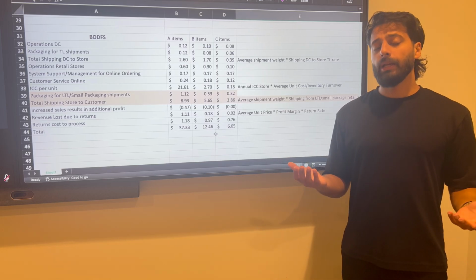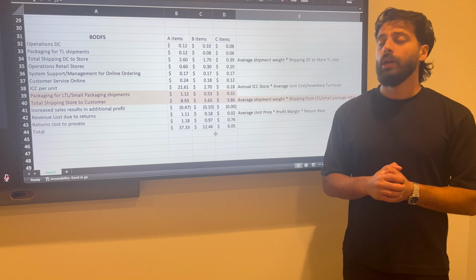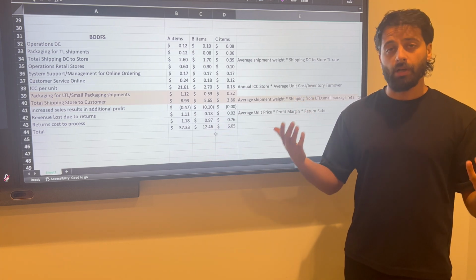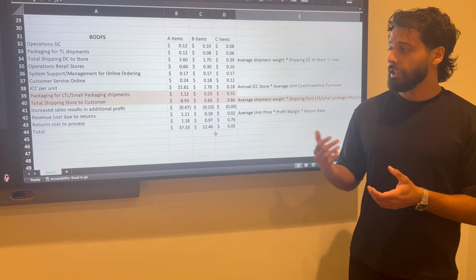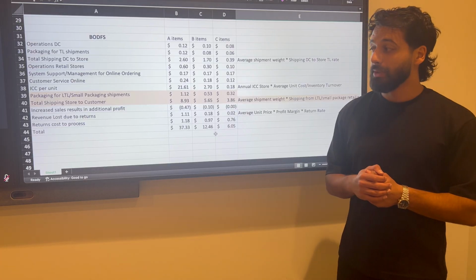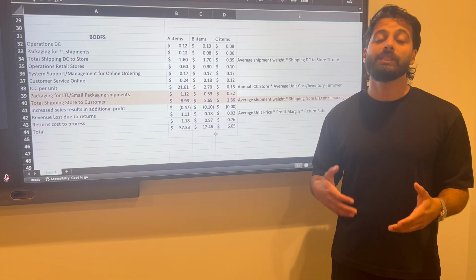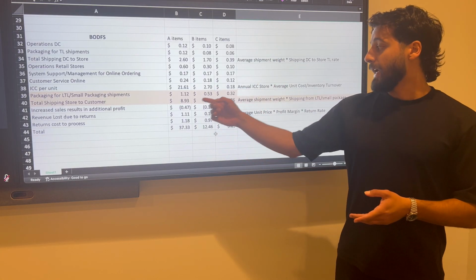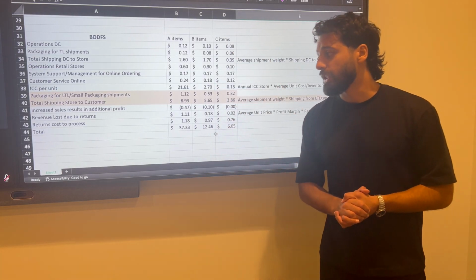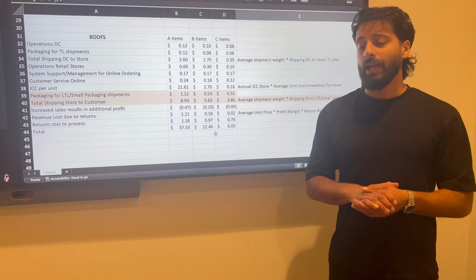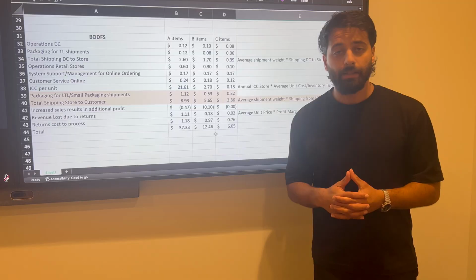So now we're going to look at buying online and delivering from the store. Previously, we kept all the costs the same. They were constant. For this one, the only thing that's going to be different is going to be the packaging for LTL and the small package shipments, and then also the included cost of total shipping from the store to the customer. That gets added in here. This comes out to our cost of $37.33 for item A, $12.46 for item B, and then $6.05 for item C.